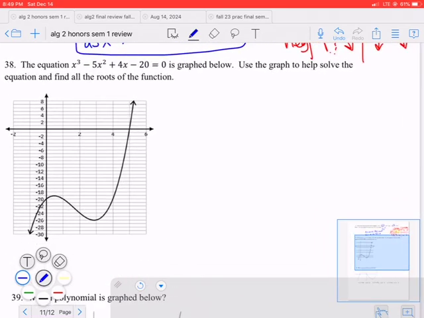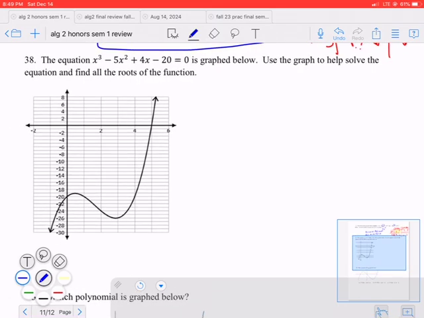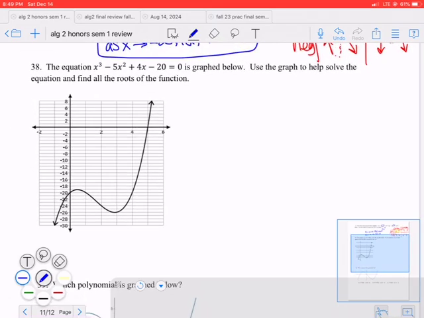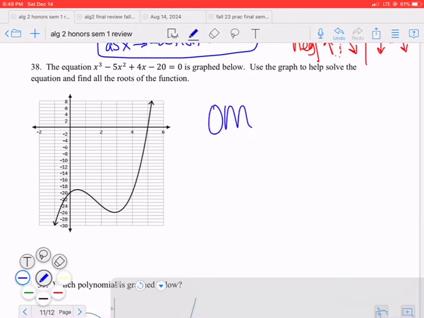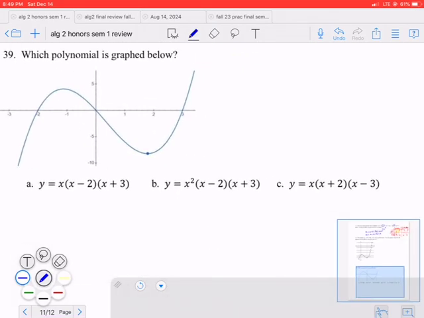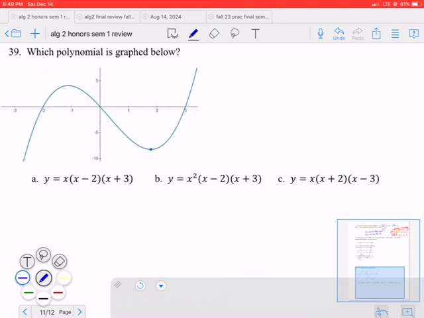The equation is graphed below. Use the graph to help solve the equation. Oh, you need division for this, so we'll do that after break, not on this test. Which polynomial is graphed? Okay, we can do this one.